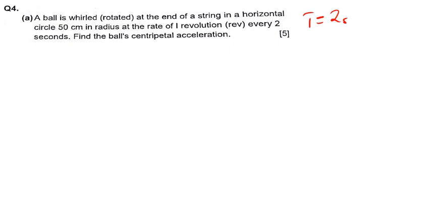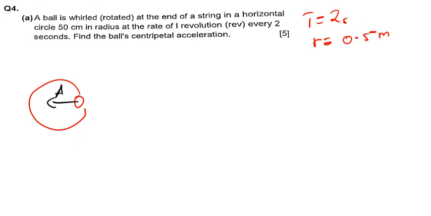So the period is that. Another thing we have to know is that we have been given the radius, so it is 50 centimeters. If I divide it by 100, it will be 0.5 meters. What is happening here is you have a ball that is being rotated. We know that the centripetal force is directed toward the center. That is the same as centripetal acceleration.